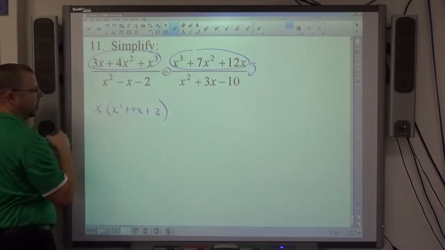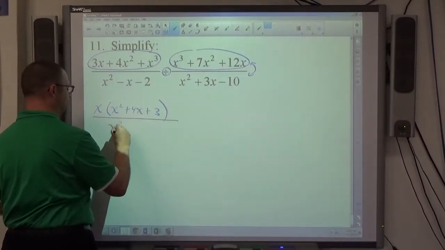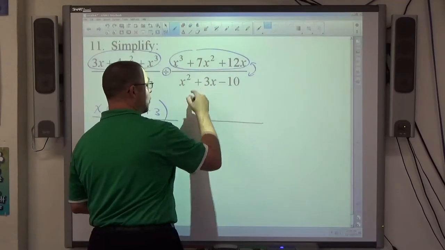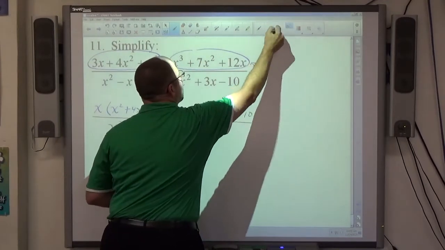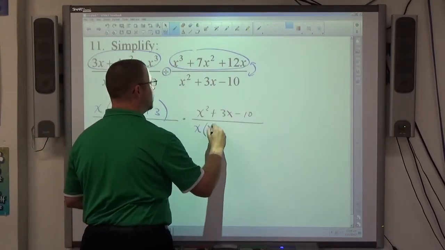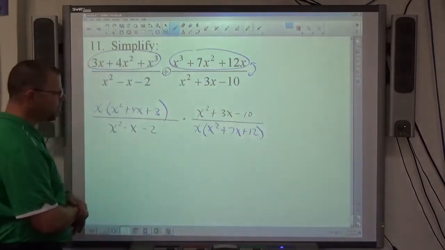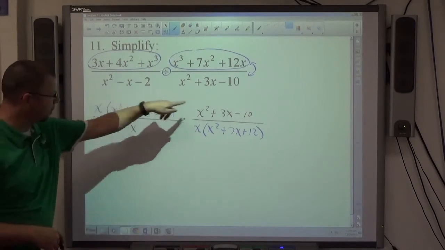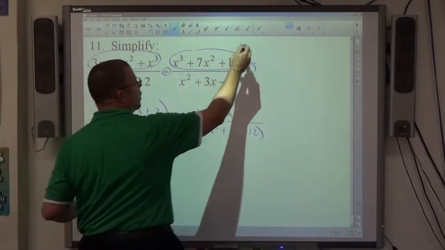So that's equivalent to this. That has the x out, this has the quadratic left. I'm going to put that over x squared minus x minus 2 times, this goes on top, x squared plus 3x minus 10. And then this goes in the bottom, again, common factor of x comes out, x squared plus 7x plus 12 is left over. Okay. Job 2, factor everything. Top, top, top, bottom, bottom, bottom. You can just make one big fraction bar at this point if you wish.